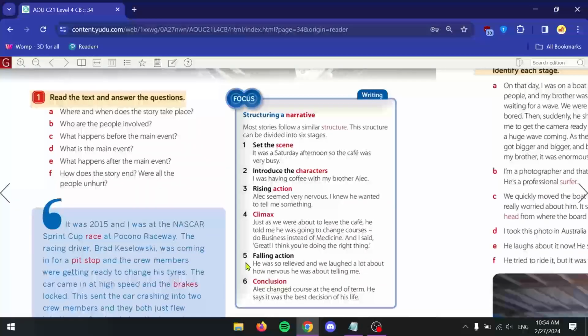And finally, we have the conclusion. Alec changed course at the end of term. He says it was the best decision of his life. Your conclusion concludes what you've been writing up to that point.